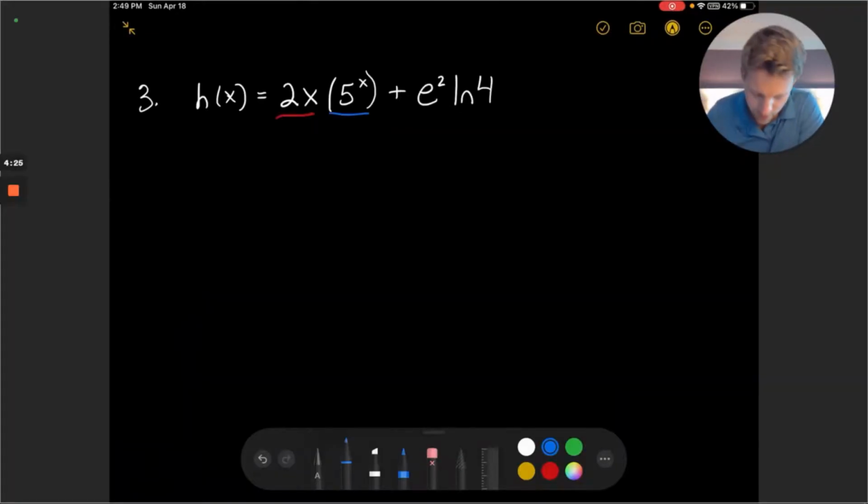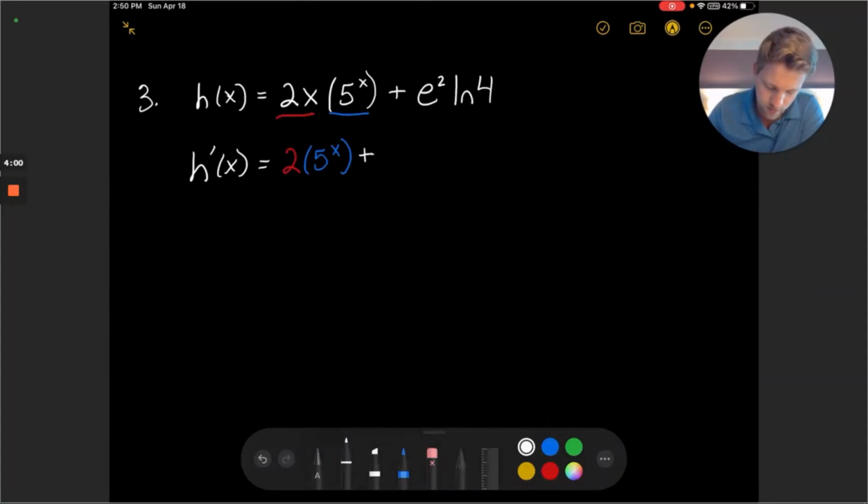So let's consider that as my first case. I'm going to go out and find h prime of x. First, I need to use the product rule for this first term. So let's consider first, we want to take the derivative of the first, which would be 2, times the second, 5 to the x power, and then we'll say plus.